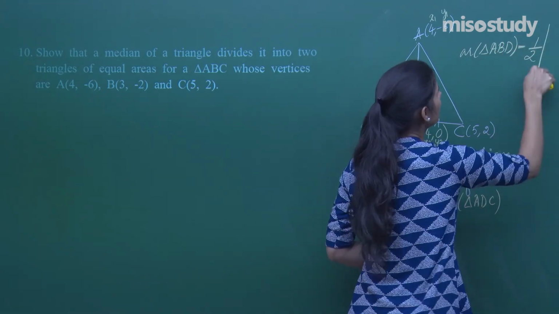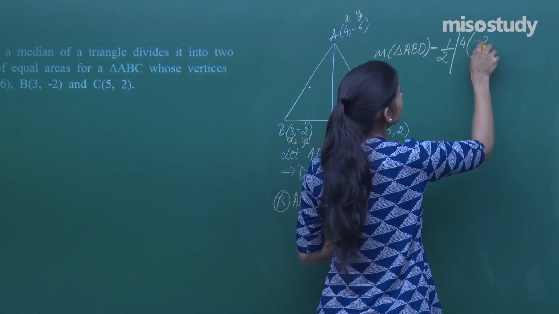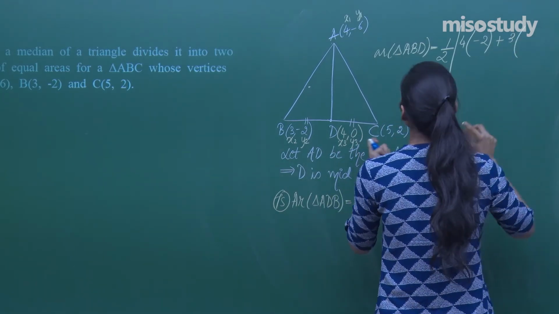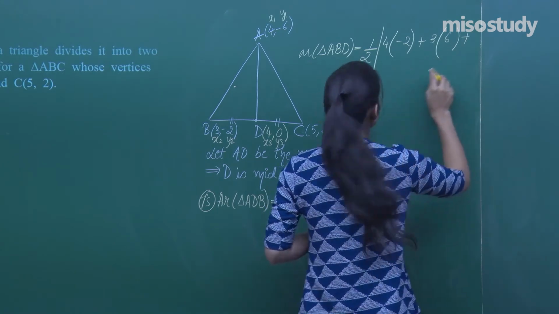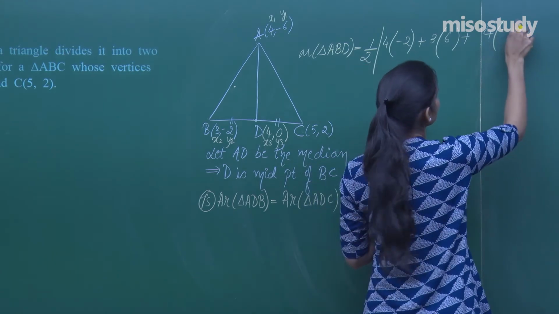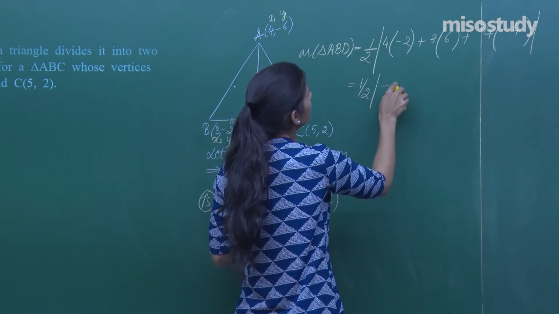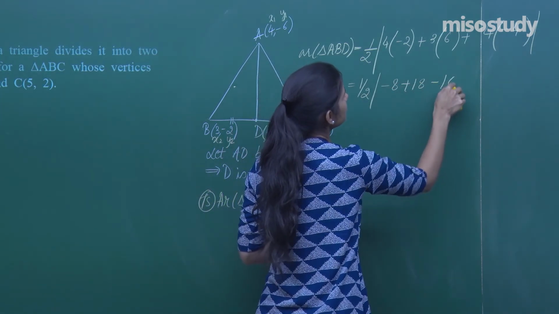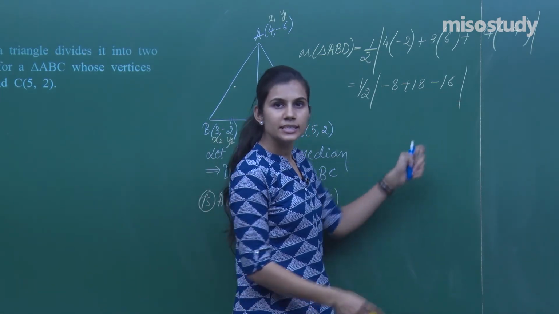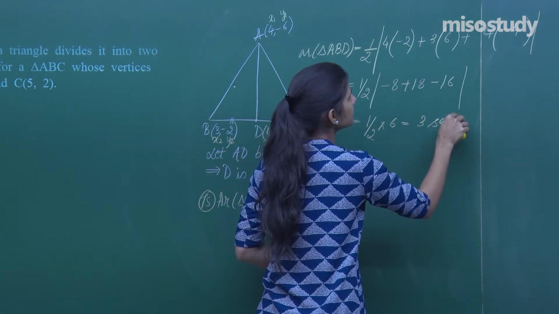is half mod of x1 (y2 minus y3), that is 4 times (minus 2 minus 0, which is minus 2), plus x2 (y3 minus y1), that is 3 times (0 minus minus 6, which is 6), plus x3 (y1 minus y2), that is 5 times (minus 6 plus 2, which is minus 4). So this gives you 1 by 2 mod of minus 8 plus 18 minus 20. Hence 10 minus 16 is minus 6, and mod of minus 6 is 6. So you get 3 square units as the area.